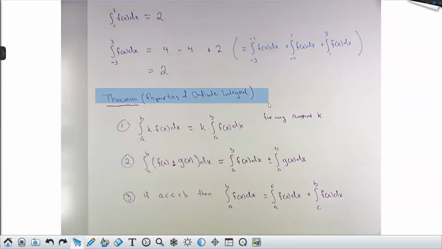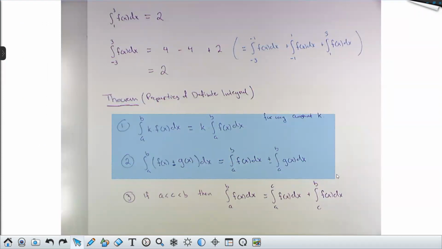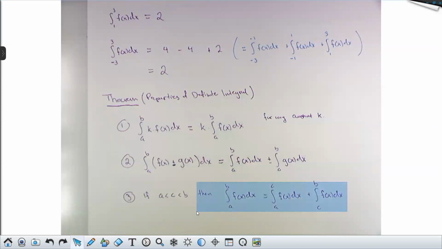So these are the basic properties of the definite integral. The integral is linear. It works just like the sum. Constants pop out, and you can split up over addition or subtraction. This last one is something else. This is not linearity.